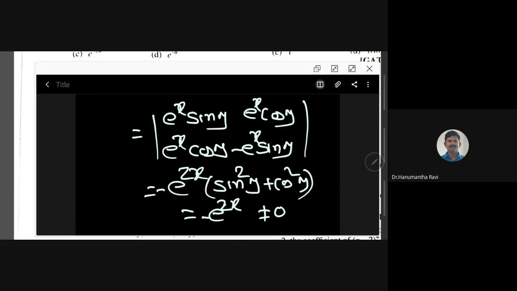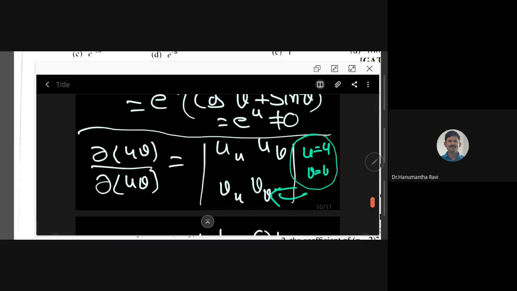So e power x into e power x is e power 2x, and sin y into sin y is sin square y. There is a minus sign, minus of e power x cos y into e power x cos y, which is e power 2x into cos square y. So e power minus 2x will be the answer. There is no doubt. Okay, that will be the answer.